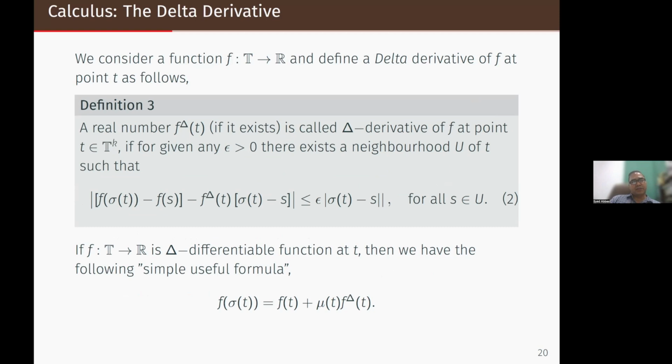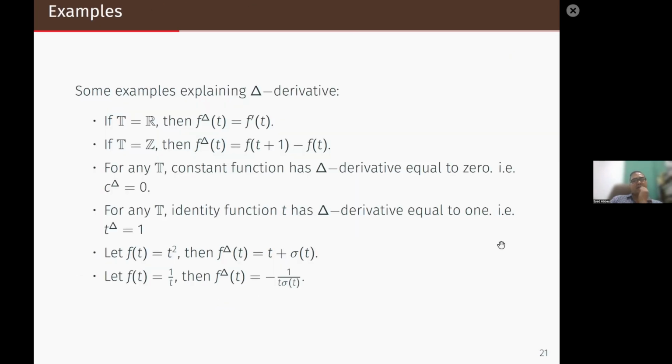And if f is a function from T to R, and if it is delta differentiable, then we have this relation: f of sigma t is f of t plus mu t times f delta t, which is the derivative. And this is just to illustrate that in certain cases, when T is R, it coincides with the usual derivative. When T is Z, then it is a difference. And for other cases also, these are some computations of derivatives.